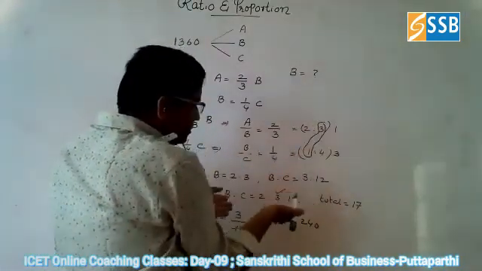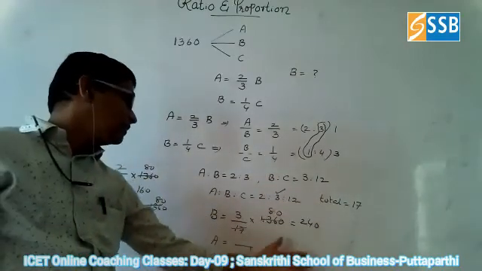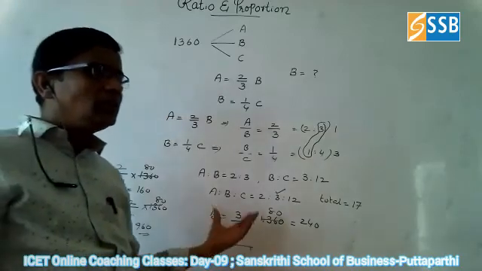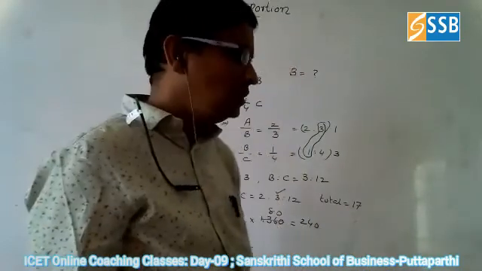Make them equal. You go for A is to B is to C. Then automatically you can get the answer. B got this one, A got this one, C got this one. Nowadays, all the questions are coming from this particular topic.